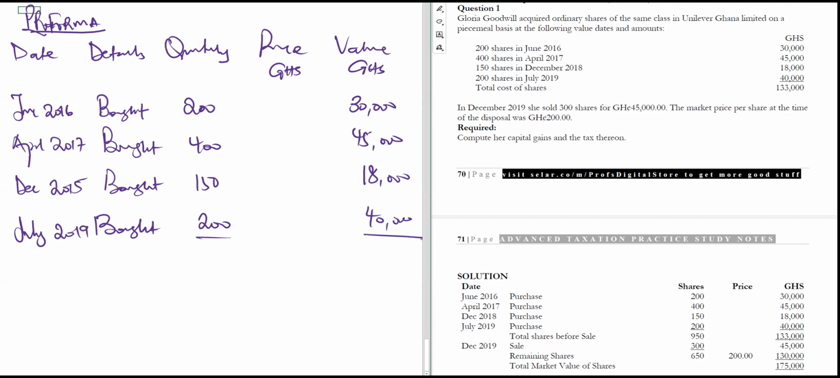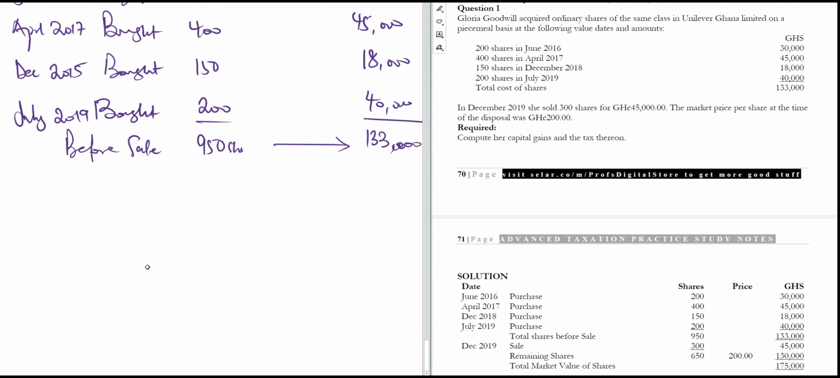Now, these are all the shares before the sale, right? Before the sale, how many shares would she have had? And this is the cost of these shares. How many shares did she have? Quantity of shares before the sale? 950. Okay, she has 950 shares, and they were all valued at 133,000.